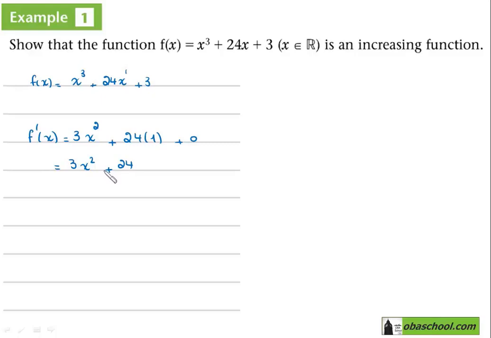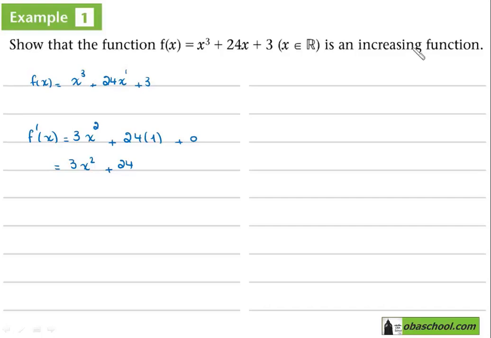Now we need to comment if this is positive or negative. In order to prove that it is increasing, we need to prove that f prime of x is greater than 0. We know that x belongs to R, the real numbers. We know that x squared will always be greater than or equal to 0. This is a condition. Now, if we multiply both sides by 3, we will have 3x squared is greater than or equal to 3 times 0, which is 0.